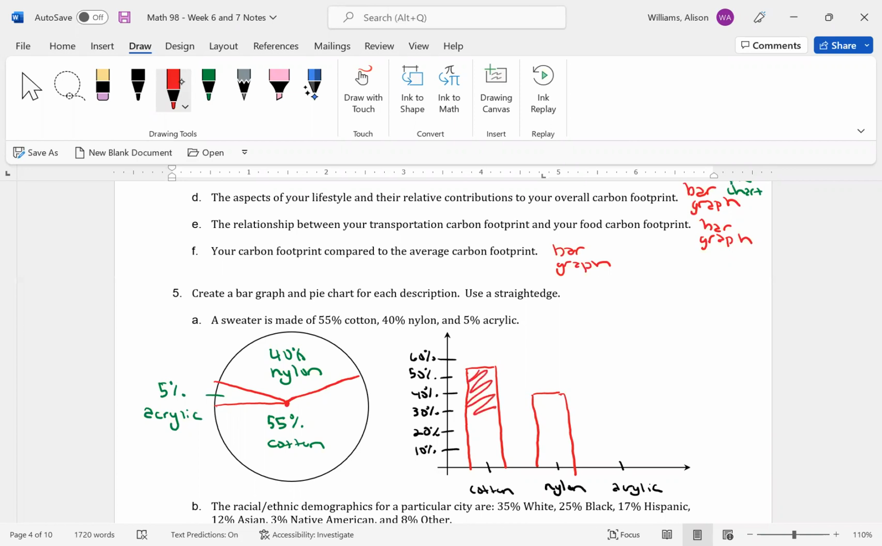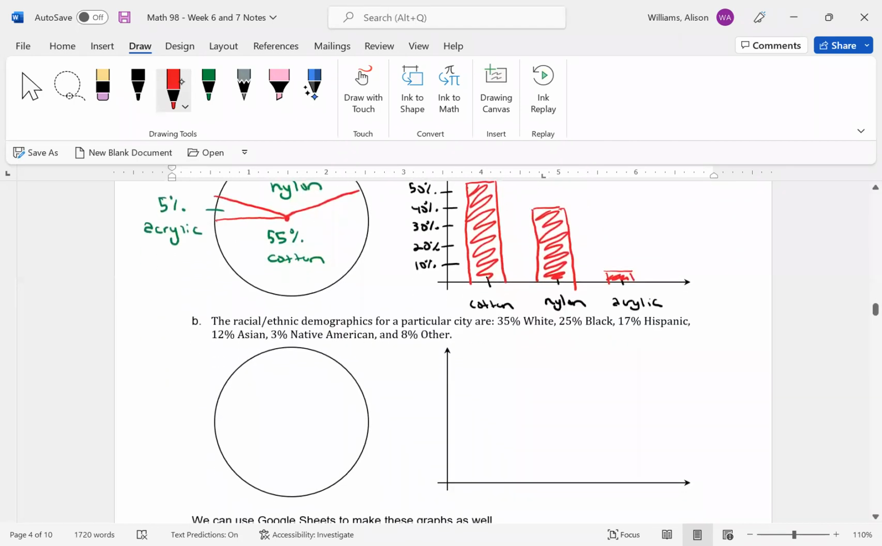And it helps too if you kind of color them in. So here I'll do a really bad coloring in job there. And then acrylic being 5%, well, that should be like half of the 10%. There we go. All right, and that's the best I can do freehanding it. All right, and then they ask you to do this again.